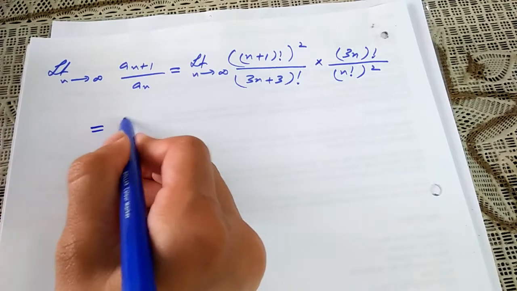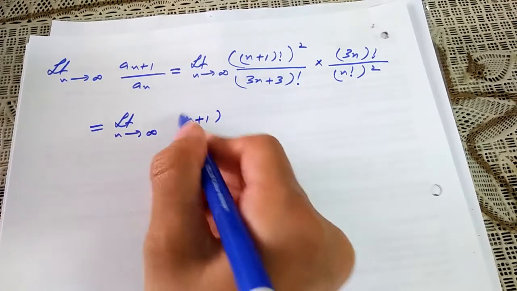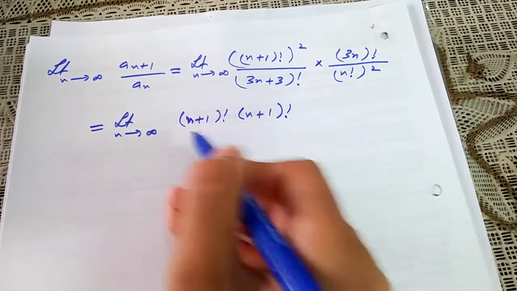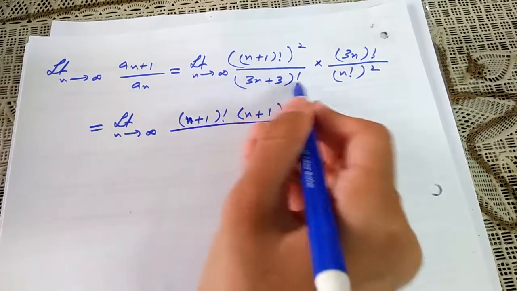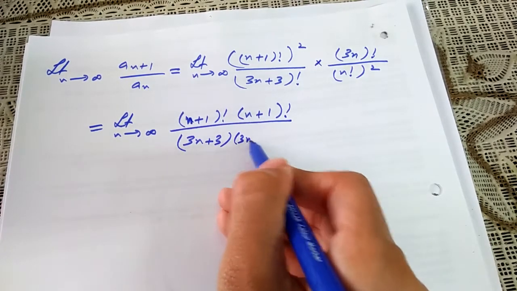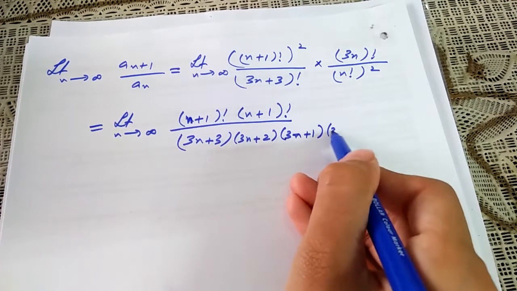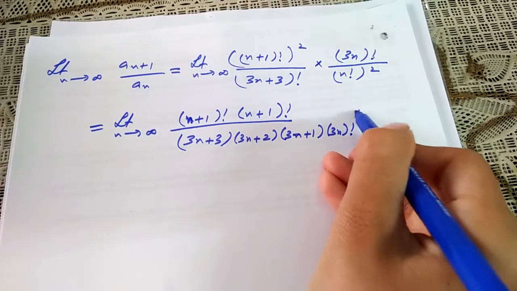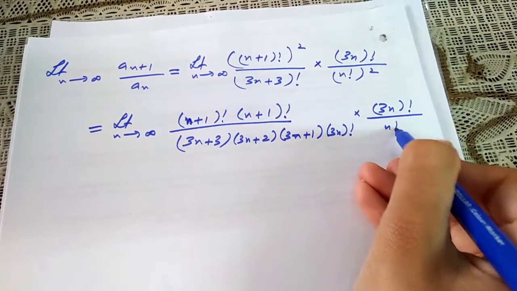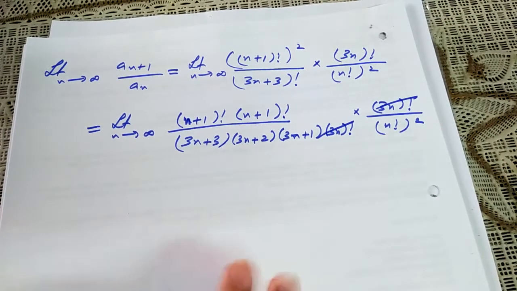Now open the terms. Limit n approaches infinity, here you will get (n+1) factorial into (n+1) factorial, divided by, open this one, 3n+3 into 3n+2 into 3n+1 into 3n factorial, multiplied by this 3n factorial divided by (n factorial) whole square. This 3n factorial and this 3n factorial will be cancelled out.